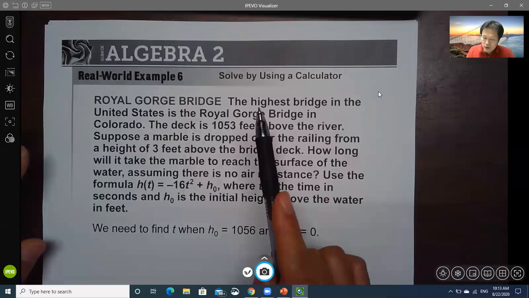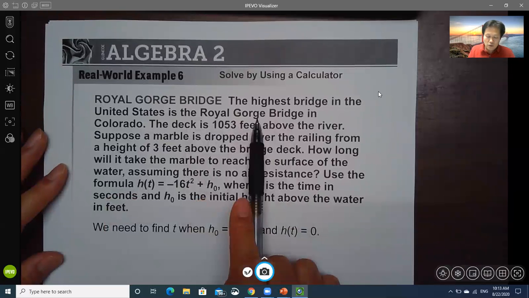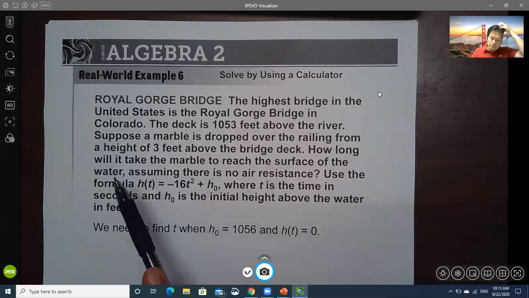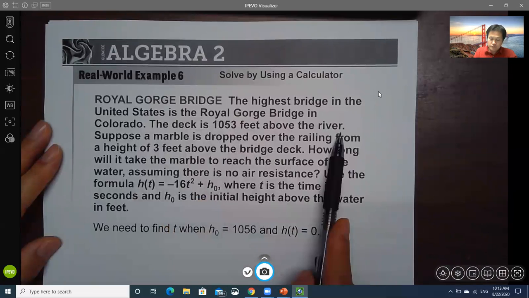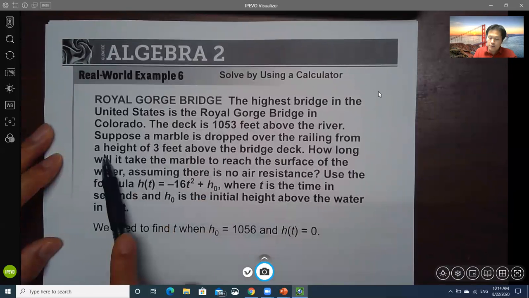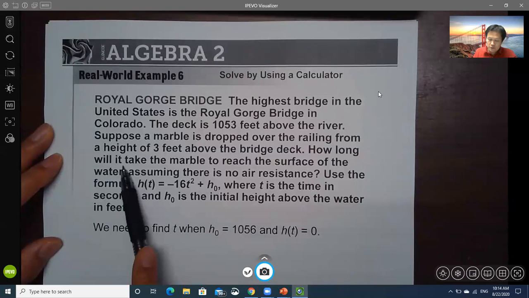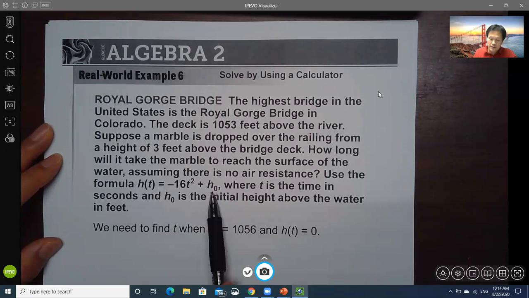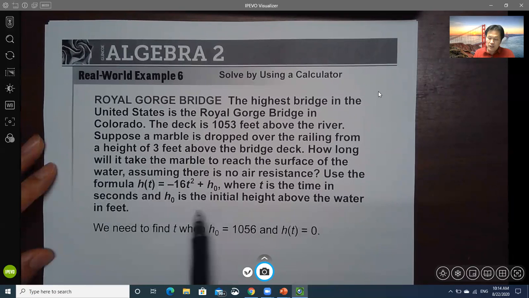Okay, example 6. The highest bridge in the United States is the Royal Gorge Bridge in Colorado. The deck is 1,053 feet above the river. Suppose a marble is dropped over the railing from a height of 3 feet above the bridge deck. How long will it take the marble to reach the surface of the water, assuming there is no air resistance? Use the formula h of t equal to this, where t is the time in seconds, and h sub 0 is the initial height above the water in feet.